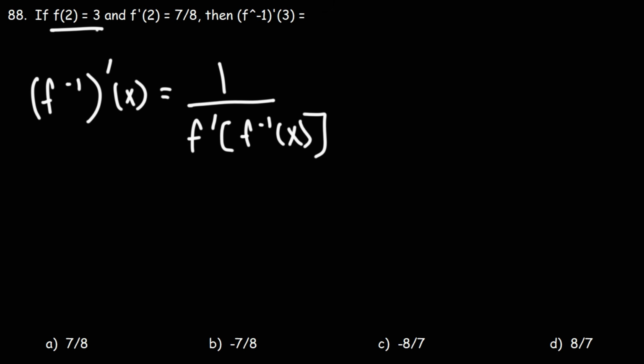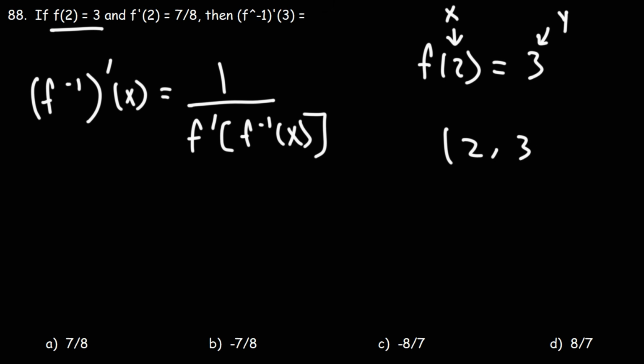Now let's focus on this. F of 2 is equal to 3. Let's think about what this means. The input of f is an x value. The output of the function f is a y value. So we have the point (2, 3). Now the inverse of that statement: the inverse of 3 is equal to 2. So when dealing with inverse functions, x and y are switched. So if f of 2 is 3, the inverse of 3 is 2.